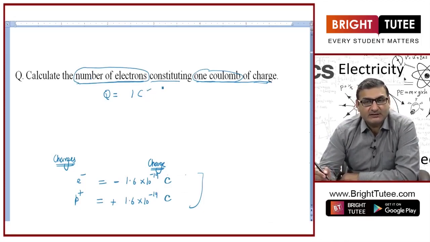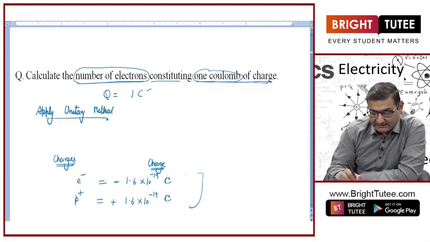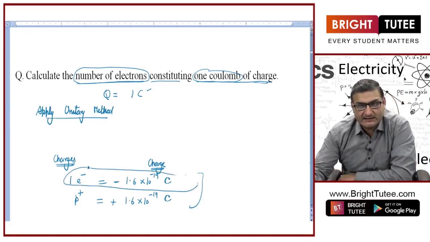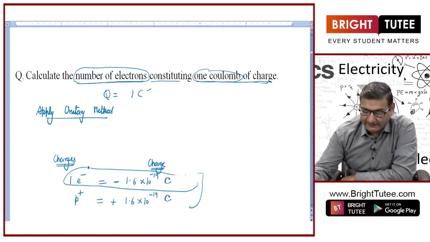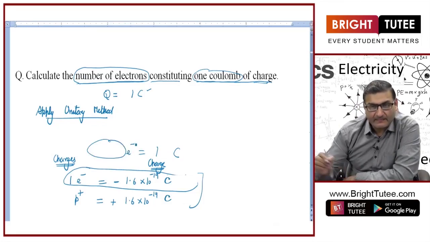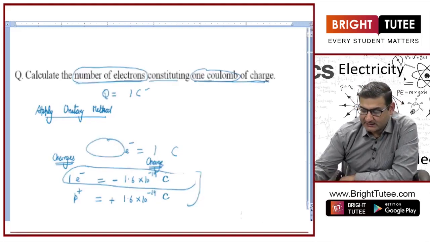Now, to attempt this question, it is a very simple question. We just need to apply simply the unitary method. Now, what does this unitary method state? It states that if the charge on one electron is minus 1.6 into 10 to the power minus 19 coulombs, then for 1 Coulomb of charge, how many electrons will come together? So, we will just take this value over here. Let us see how to calculate it. Let us see how to solve it.